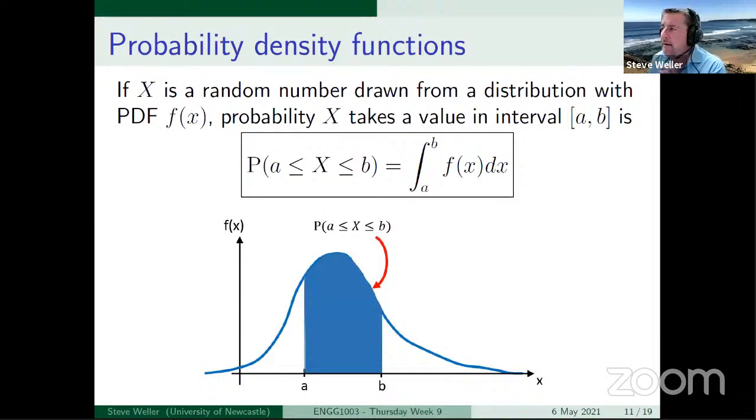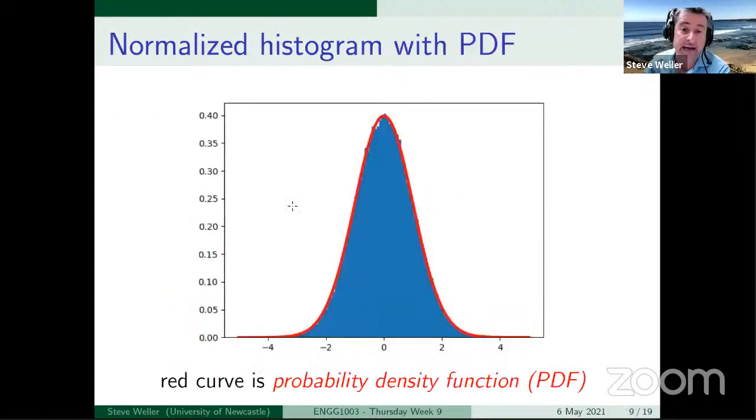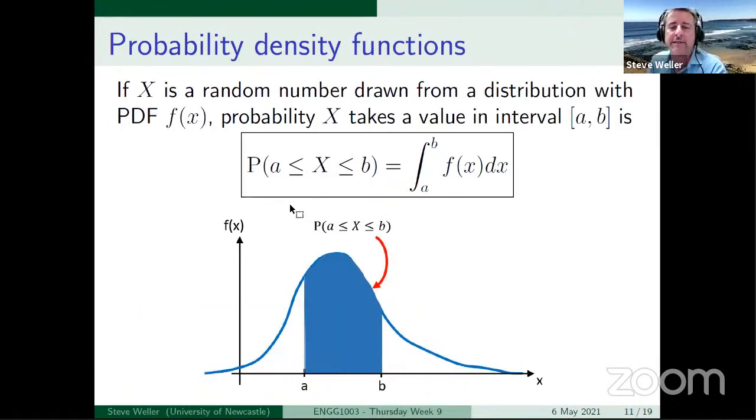PDFs are able to very compactly represent random numbers. So if x is a random number drawn from a distribution with a PDF of f as a function of x, we've seen a special case of it here, but this is for the general case, then the probability that x takes a value in the interval a to b is represented by the integral of that function f.